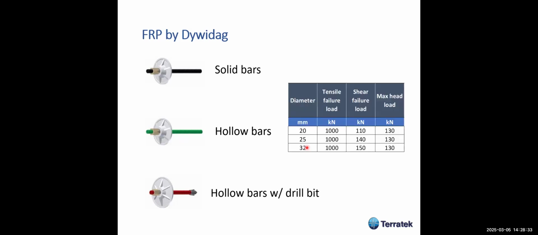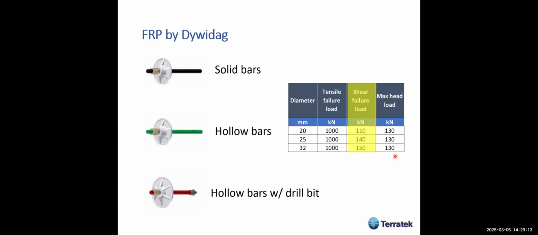And the problem is, here's the diameter of these bars. This is the tensile failure load. The problem is it has a very low strength against shear. Okay, this is the problem. So the head has to be manufactured in a way for this maximum load to be applied. And the maximum head load, as you see here, although the tensile failure load is very high, the maximum head load is very low. So this is a problem.